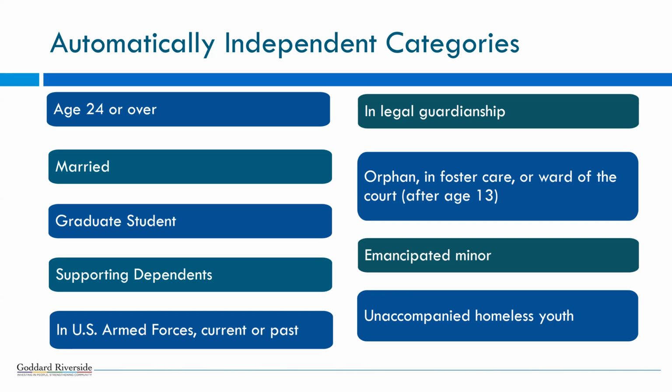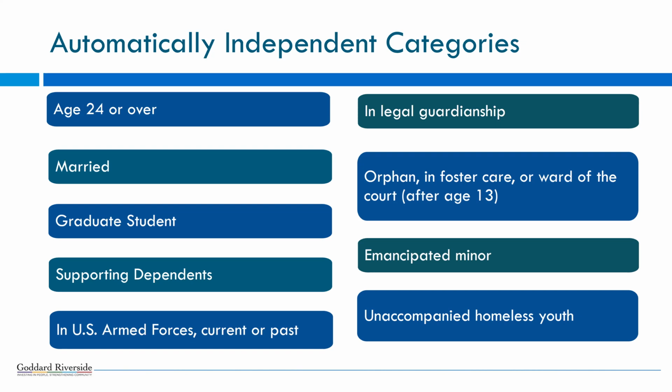So if you're the legal guardian for a student, they're going to qualify as being independent. A student who is an orphan, in foster care, or a ward of the court after the age of 13. And this is anytime after the age of 13, and they don't have to still be under those circumstances to qualify as independent, as long as they were after the age of 13 for any period of time.